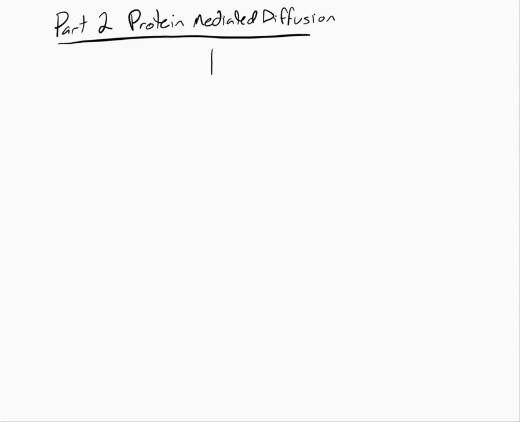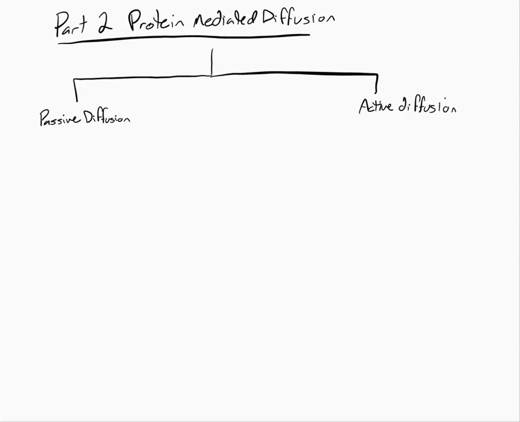So off of protein-mediated diffusion, a couple branches here. Start off with passive diffusion on one side, and on the other side we have active diffusion. The difference between these two types of diffusion is that on the left side, passive diffusion only really requires kinetic energy. On the right side, it is going to need a little bit more than kinetic energy to help this diffusion along.